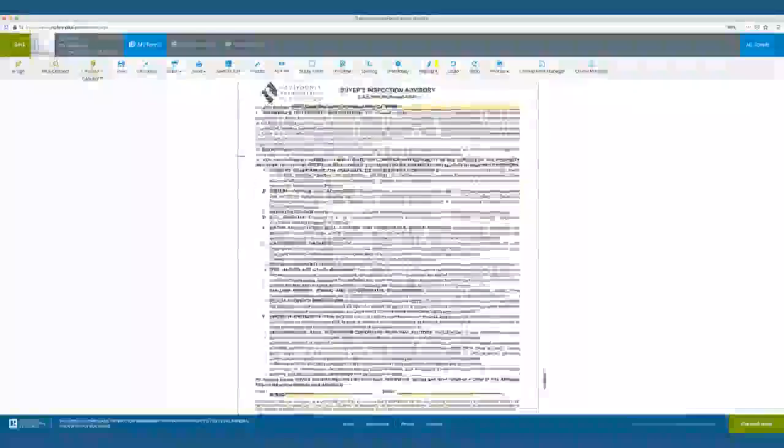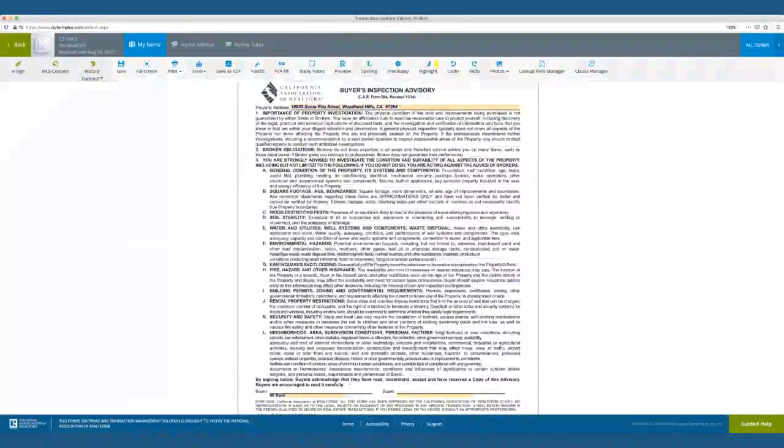Now the buyer's inspection advisory, they've tacked this on, talking about all the different types, the things that you as the buyer should be looking into. Square footage is a big one, boundaries, permits. You do not pull permits. You can direct your buyers as to where they can find the permits.